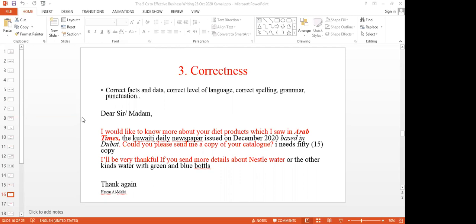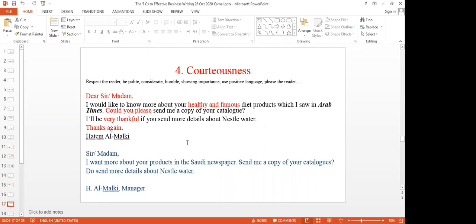The next point or slide is again very important, which is courteousness. It can be courtesy, consideration, or care, meaning respecting the reader, being polite, considerate, humble, showing importance, using positive language, and pleasing the reader.